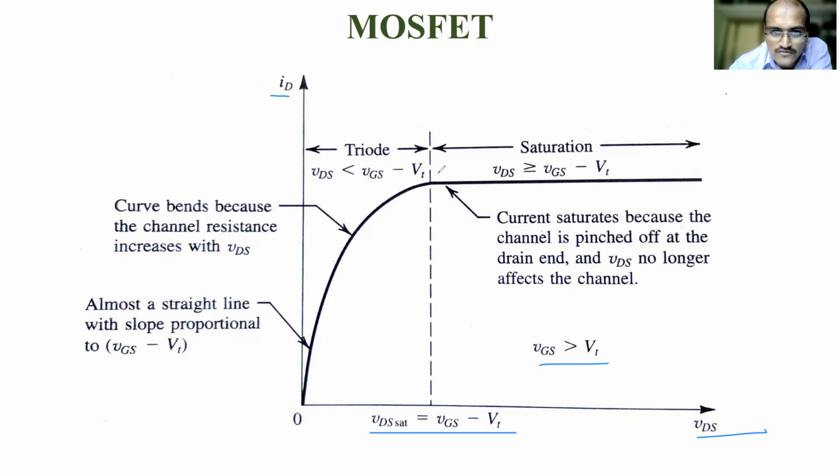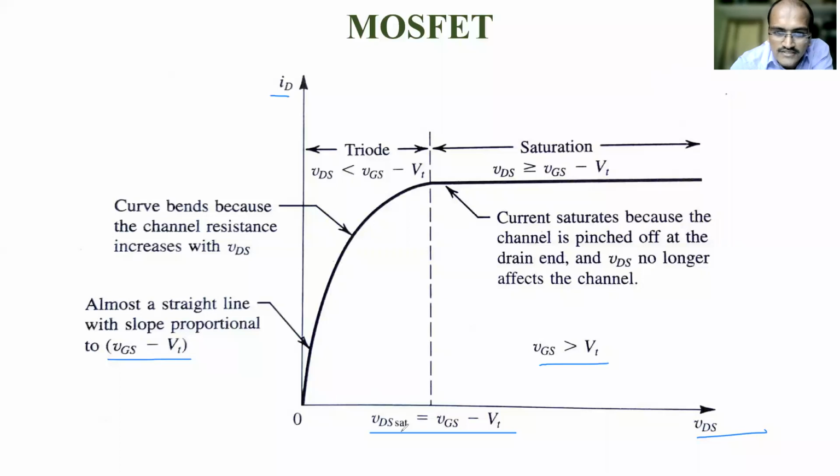So what happens here is initially almost a straight line with a slope proportional to VGS. When you start applying VGS greater than VT, as we have seen, the current is increasing, like that curve you have seen. But the curve bends because the channel resistance increases with VDS. As we increase the VDS value, the channel will take a tapered shape.